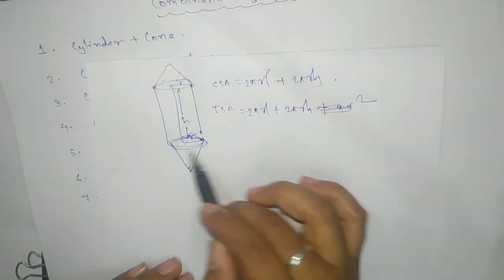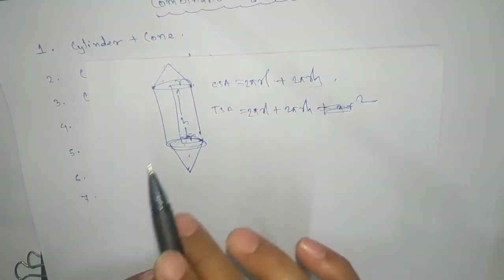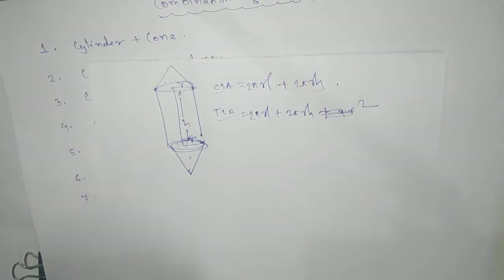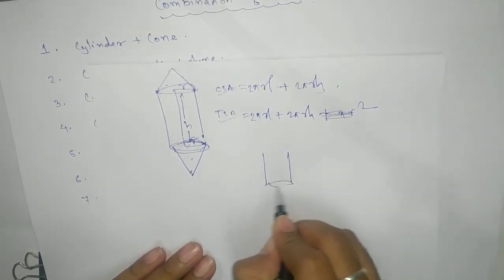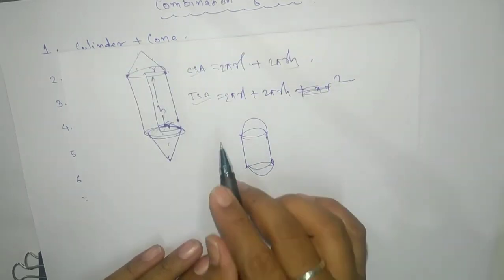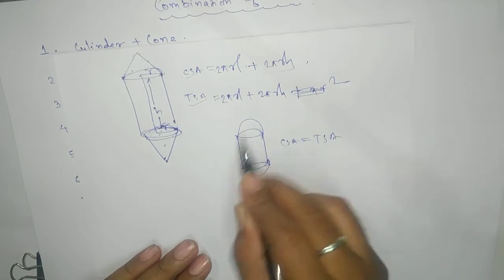Because here also you can see that the circle is inside. So what we have seen for this figure is that the curved surface area and the total surface area remain the same. Very important. If we see this one also, cylinder and hemisphere type, that is a capsule, in that case CSA and TSA will remain the same. How are you going to find it?